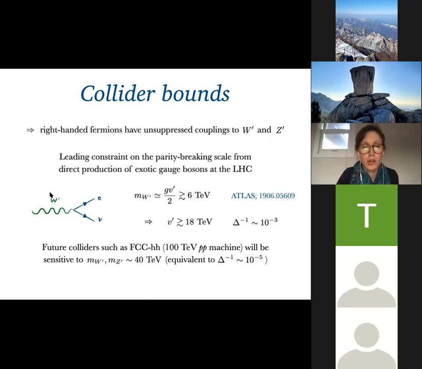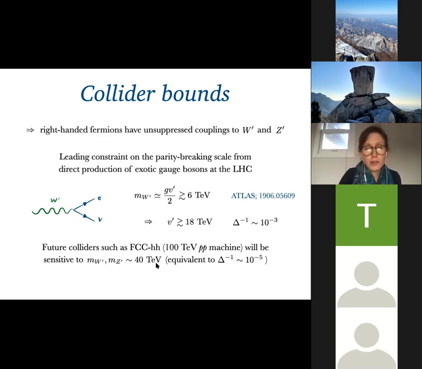And in particular, the current bound on the W prime mass is of order around 6 TeV, which translates into a parity breaking scale that needs to be at least 18 TeV, okay? So this brings the fine tuning in these models to around one part in 10 to the 3. So not fully natural, but certainly a lot better than one part in 10 to the 10.